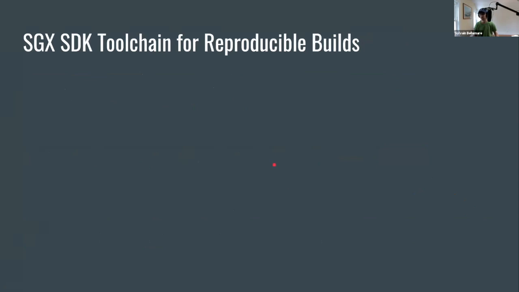The SGX SDK toolchain for reproducible builds. As I mentioned at the beginning, this work started because we needed to understand properly how to use remote attestation in the context of this contact tracing project. Because it was using the Rust SGX SDK, which depends on the C++ SGX SDK, we needed to integrate some kind of toolchain that allows us to have reproducible builds.